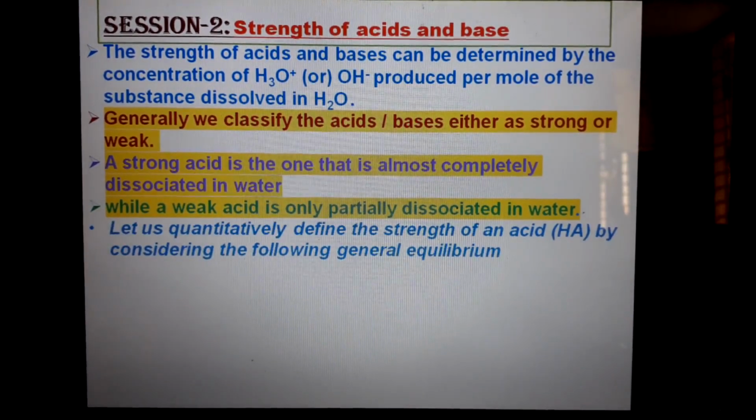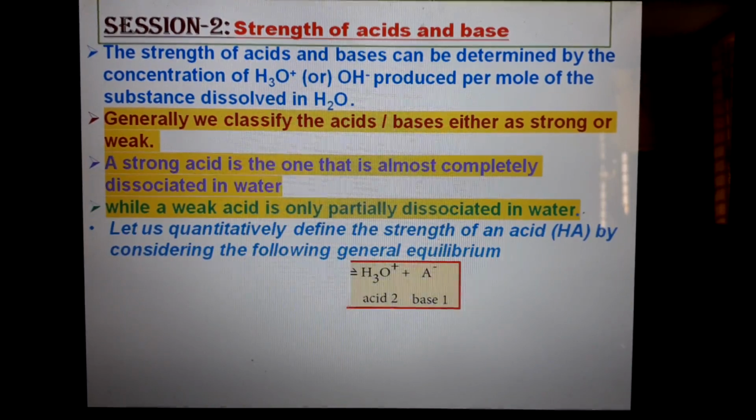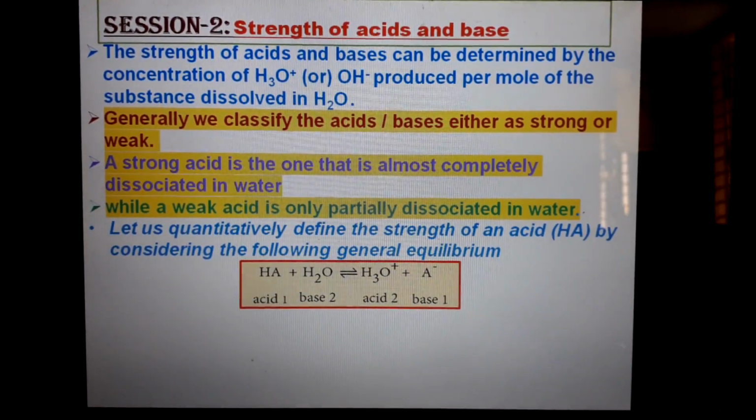Next, we quantitatively define the strength of an acid. Take an acid, generally HA, giving H plus ion and A minus ion, by considering the following equilibrium. The equation is HA plus H2O gives, in equilibrium, H3O plus and A minus. HA is acid, H2O is base, H3O plus is acid, A minus is base.